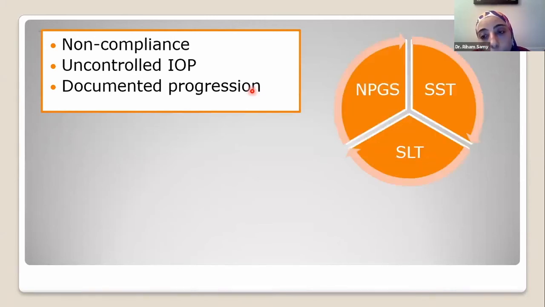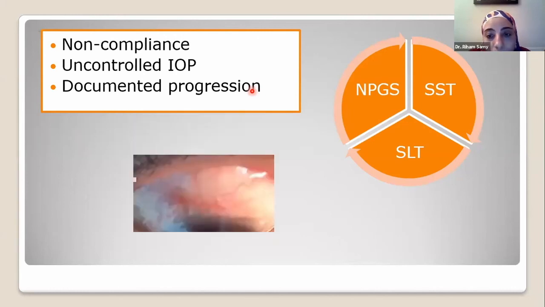So we have to do an intervention, and we have many options in the early disease as Dr. Ahmed has shown us in his presentation. We have non-penetrating glaucoma surgeries, subscleral trabeculectomy or selective laser trabeculoplasty. These are all options, and each one has got its pros and cons. What have you done, Yamona, for the patient?